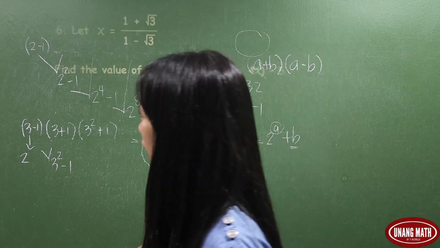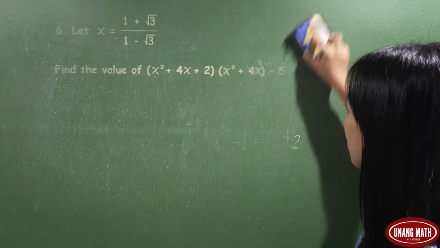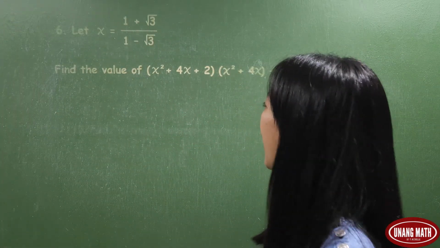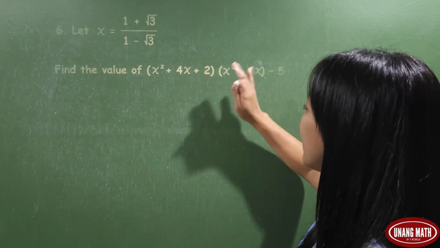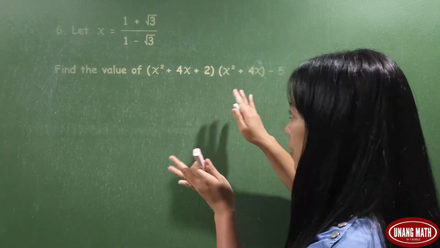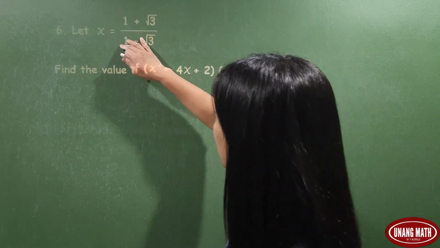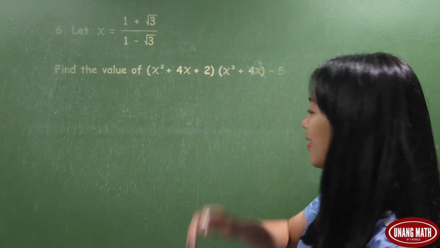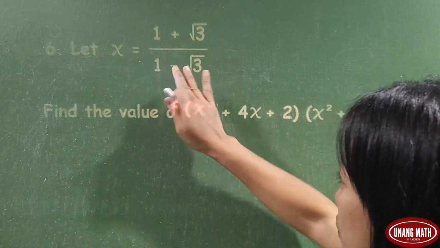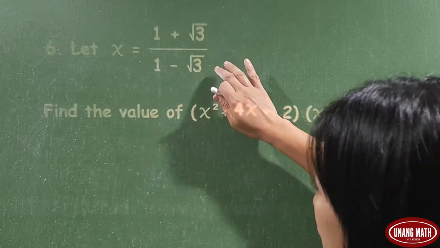Okay, moving on to our second question or problem. According to this, we will let x be equal to (1 plus square root of 3) over (1 minus square root of 3). We will find the value of (x squared plus 4x plus 2) times (x squared plus 4x minus 5). Okay, we will not be using distributive property here either, or directly substitute the value of x in this expression. If you take a look at this value of x, 1 plus square root of 3 over 1 minus square root of 3, this looks weird, strange, or not common.